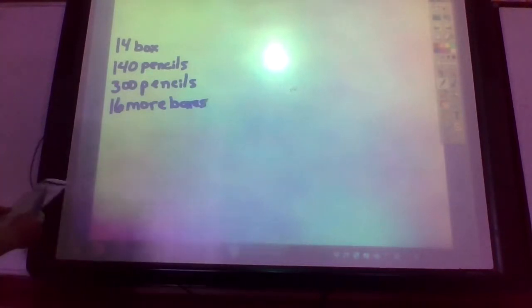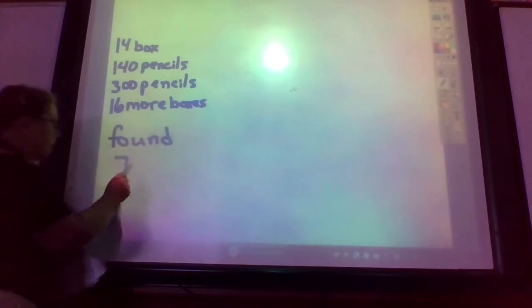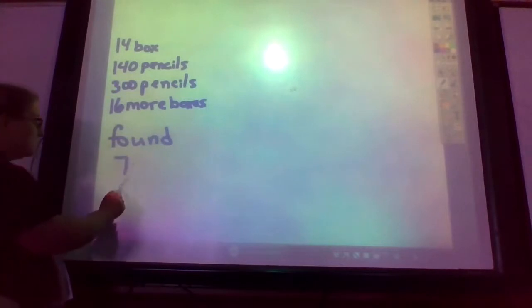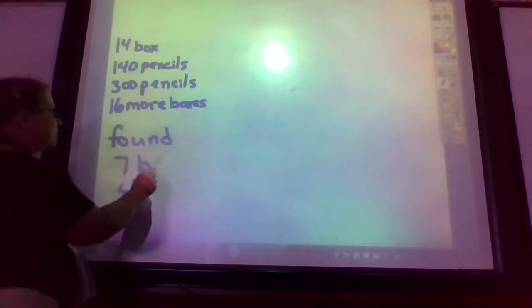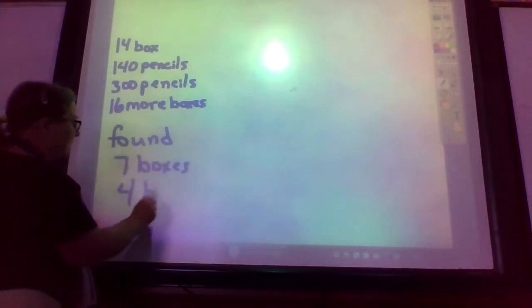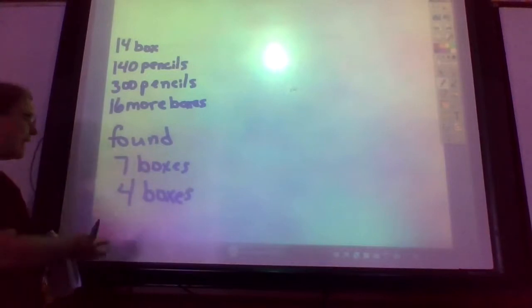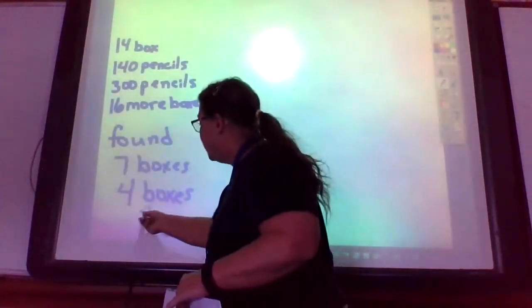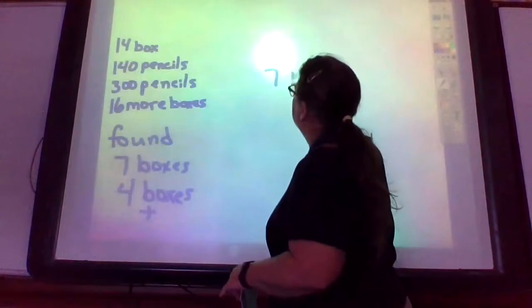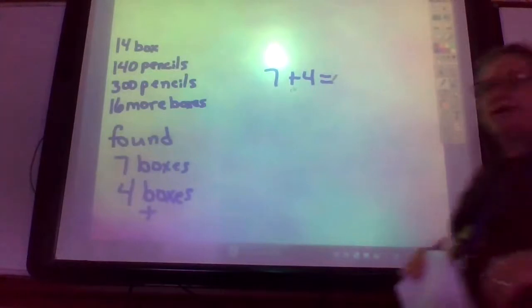Well, let's see. He found 7 boxes, and then he found 4 more boxes. So he found 7 boxes, and then he found 4 boxes. So does he have 16 boxes now? We need to figure that out. We need to add to see. Well, we're going to add these two numbers together. 7 plus 4. You should be able to add 7 plus 4.